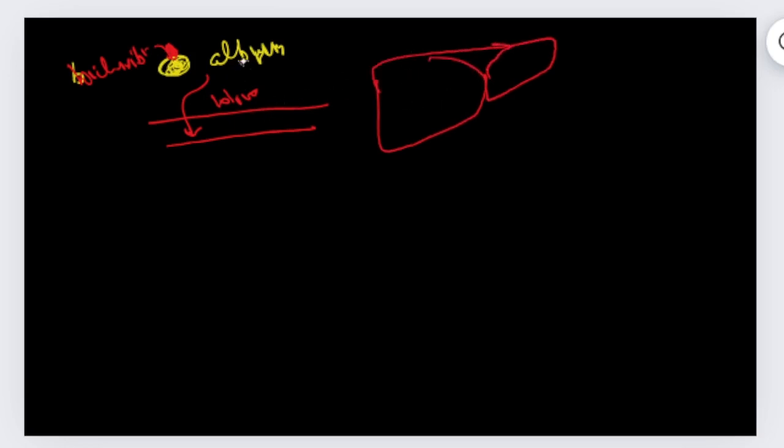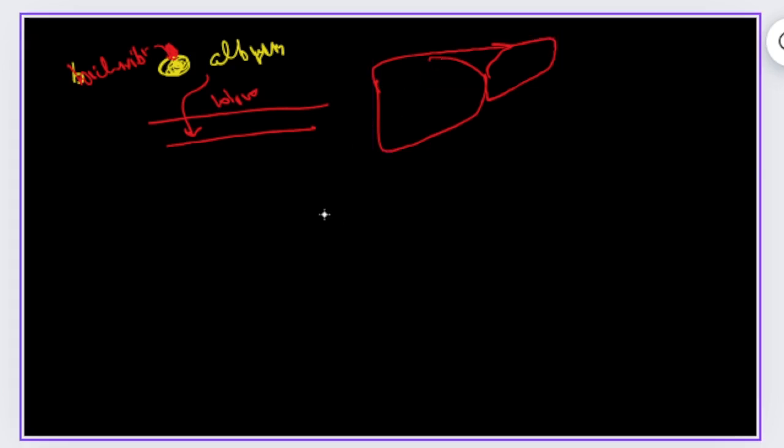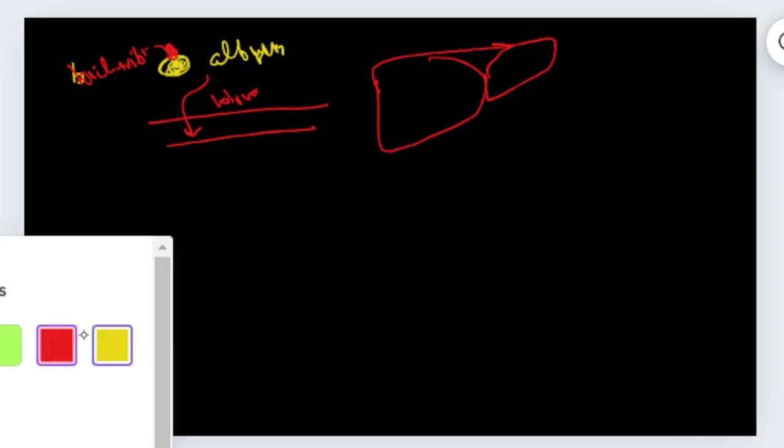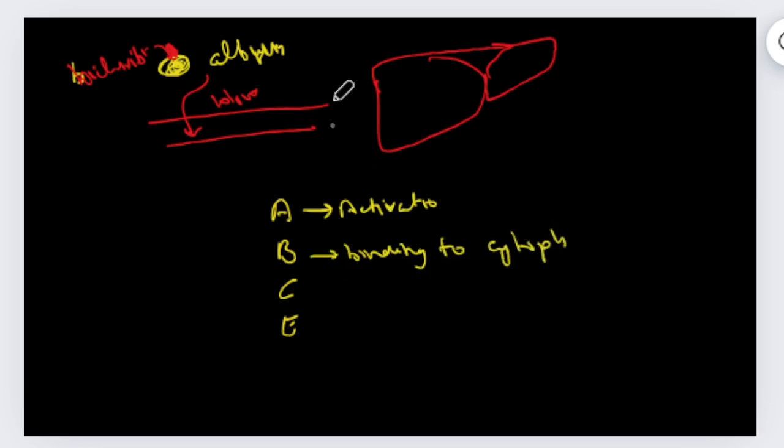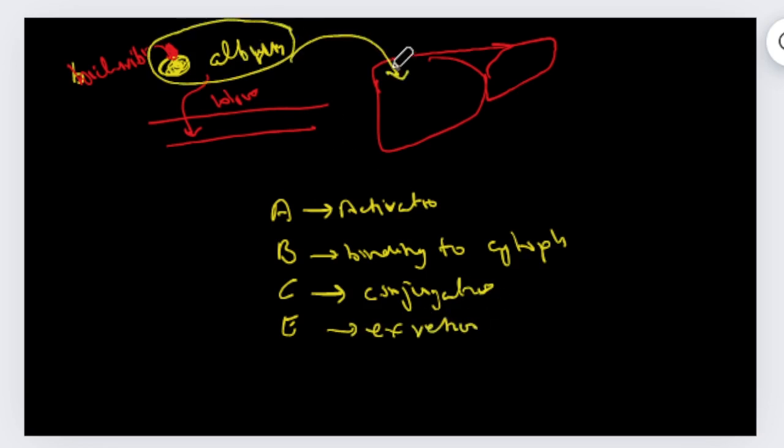So they move through your blood, and what do these complexes actually do? In the liver, you have to remember three things. The simple mnemonic is A, B, C, E. A means activation. B means binding to cytoplasmic proteins. C means conjugation. E means excretion. First of all, these complexes move to the liver, and albumin is removed from them, so bilirubin is activated.